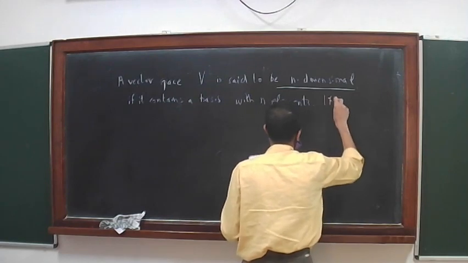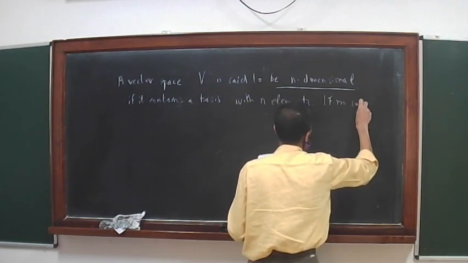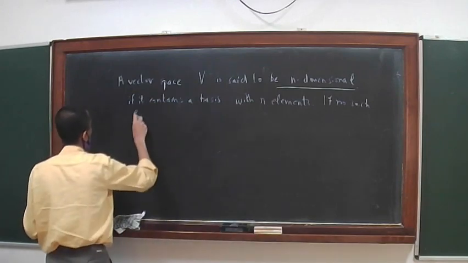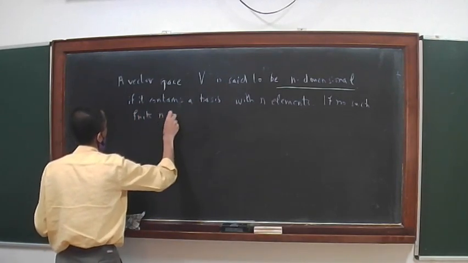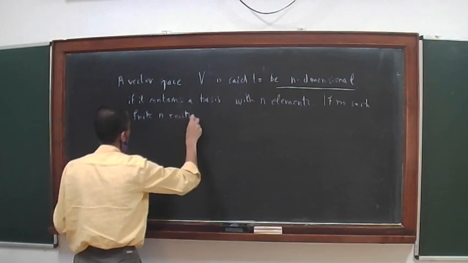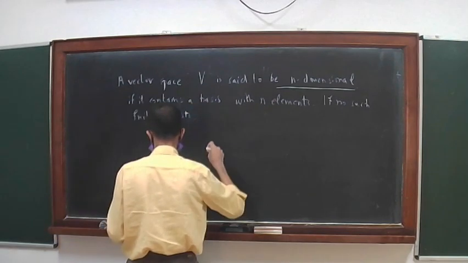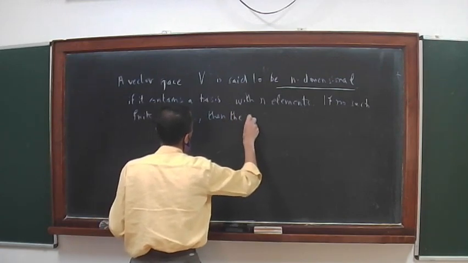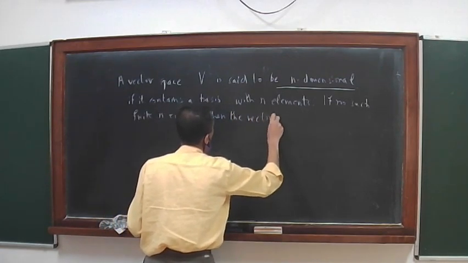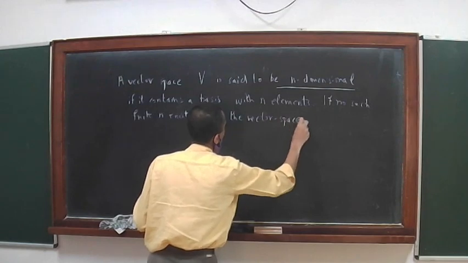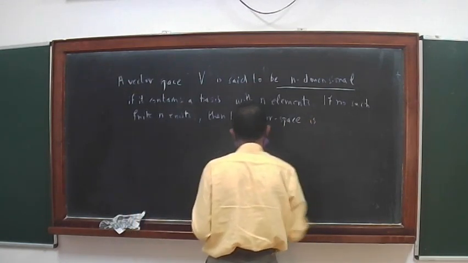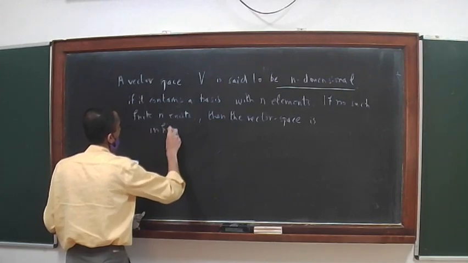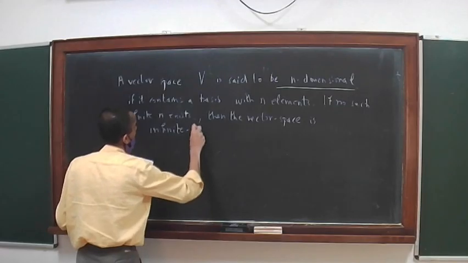If no such finite n exists, then the vector space is infinite dimensional.